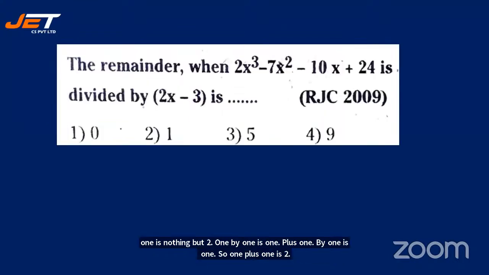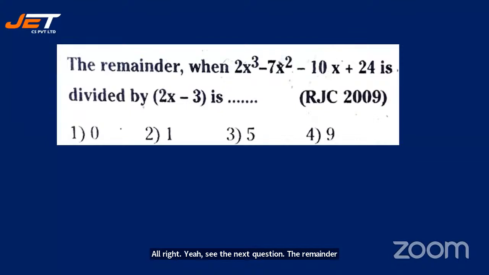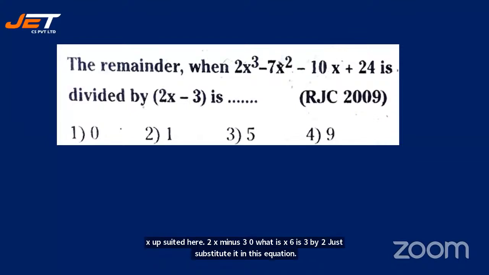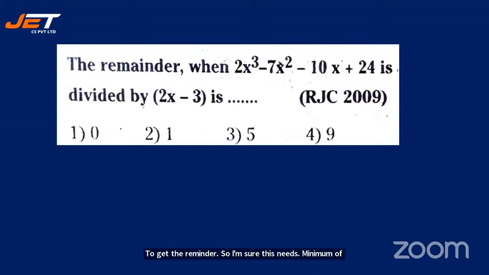The remainder when 2x cubed minus 7x square minus 10x plus 24 is divided by 2x minus 3 is dash. So how do you find this? Just find the value of x by setting 2x minus 3 equal to 0. What is x? x is 3 by 2. Just substitute it in this equation to get the remainder. I'm sure this needs a minimum of 30 seconds. So quickly work it out and give me your answers.